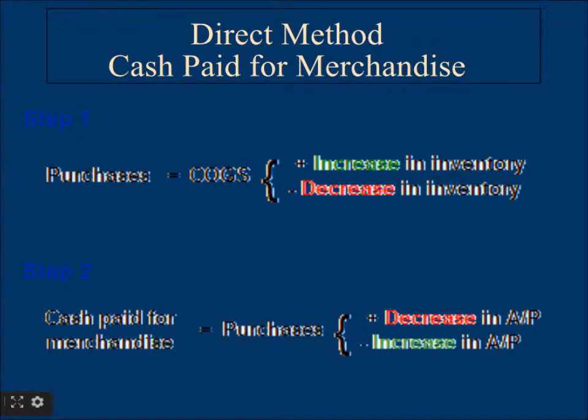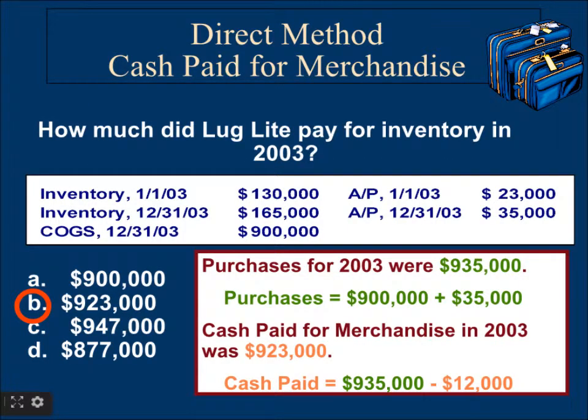Let's do an example to understand more. How much did Lug Light pay for the inventory in 2003? In 2002, inventory was 130,000 and accounts payable was 23,000. At the end of December 2003, inventory was 165,000, which is an increase in inventory, and accounts payable is 35,000, which is an increase in accounts payable, and cost of goods sold is 900,000.